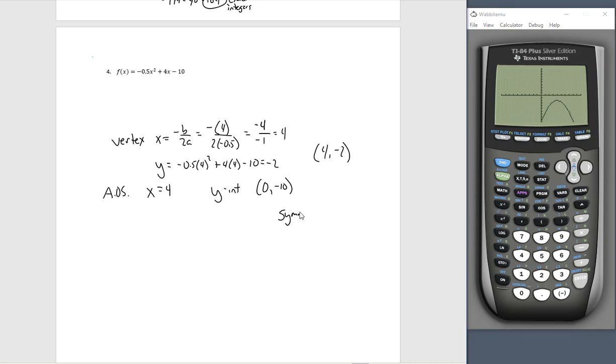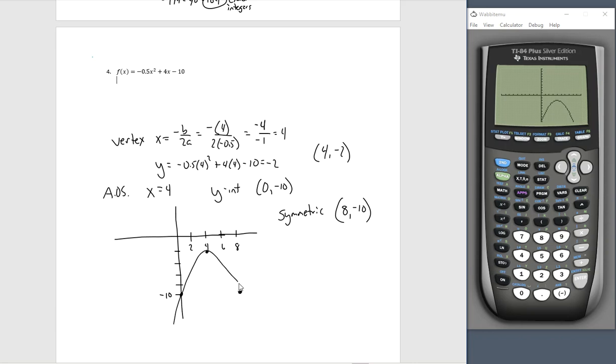So a nice symmetric point: double the x value of the vertex, use the y value from the y-intercept. So we have, let's see, everything's going to be down below. So let's use 2, 4, 6, 8, and 2, 4, 6, 8, negative 10. We'll have this point here at 4, negative 2 as the vertex. We'll have 0, negative 10 as our y-intercept, and we'll have the point 8, negative 10 as a symmetric point.